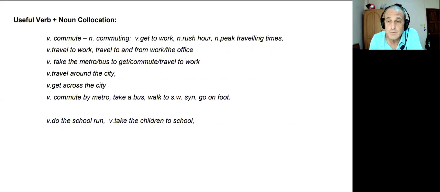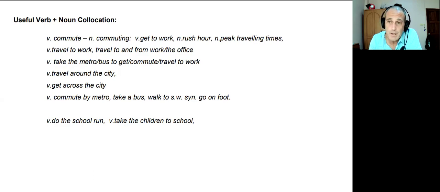And let's just quickly look at some verbs for this. So we've got the verb commute and the noun activity, commuting, and then we can paraphrase that by get to work, travel to work, and talk about the rush hour and the peak traveling times that we often commute during. So when we're all going to work at the same time, and we're all leaving work at the same time, in that rush hour, those peak times, often it's not a very pleasant time to travel.